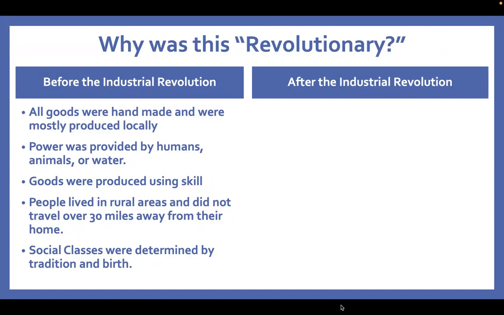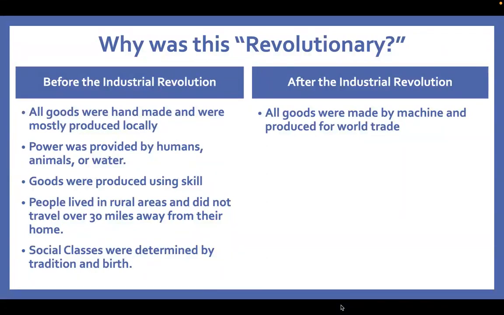So, how is this revolutionary? How did this change the processes? Well, goods are going to be produced by machine and not just produced for local consumption, but for world trade. Because they're produced in such mass quantities, people are going to be able to afford more stuff. So, instead of two, maybe three outfits, we have multiple outfits.